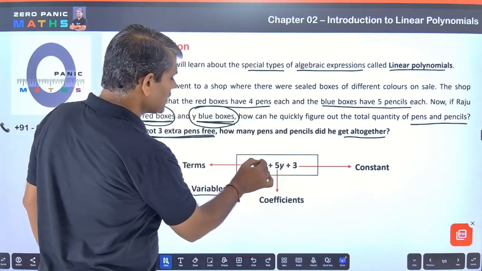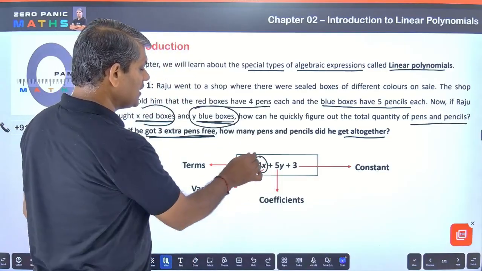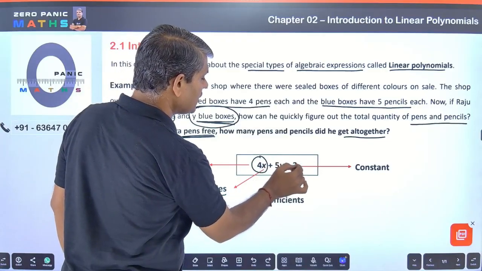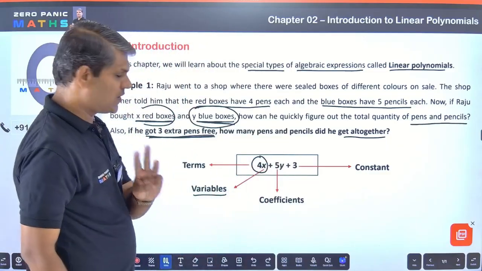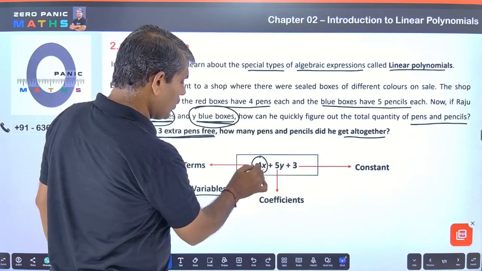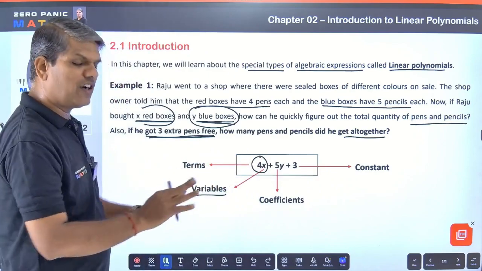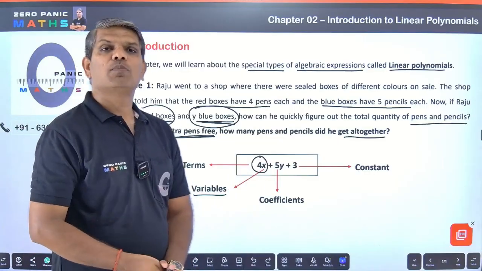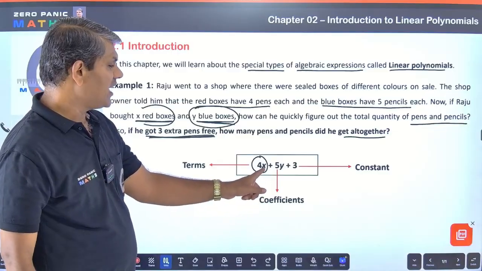And this together with the coefficient and the variable is called a term. Similarly, 4x is a term, 5y is a term, and 3 is also a term. So how many terms are there in this expression? 3 terms. Together with variable and the coefficient is called a term, and this is coefficient, this is constant. So these are the different parts of the algebraic expression, or you can call it a polynomial. And this is a polynomial in two variables, and that is x and y.